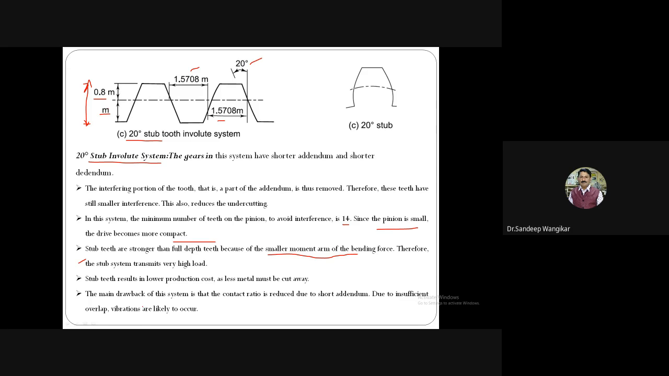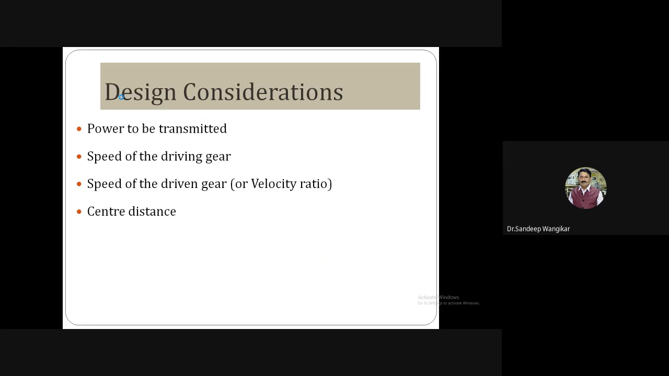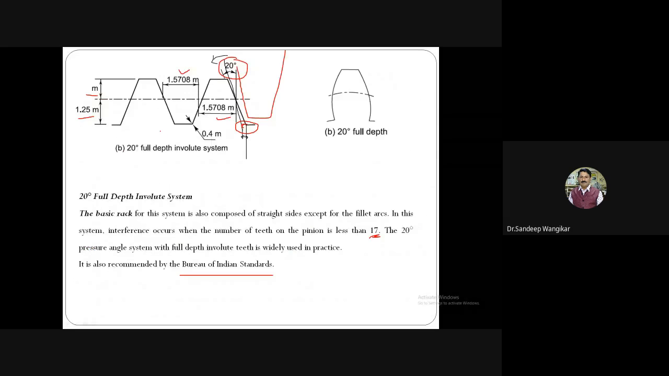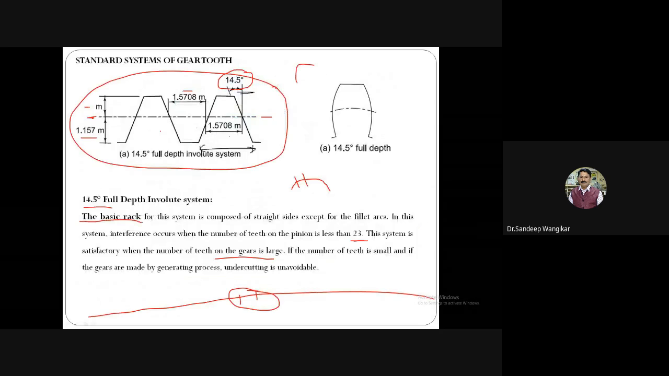See here, the drawback of this system is the contact ratio is reduced due to short addendum. So the addendum is short, contact ratio is reduced, and due to insufficient overlap, vibrations are likely to occur. So these are the disadvantages of this system. So three different systems we have discussed. These are very important for all four types of cases.